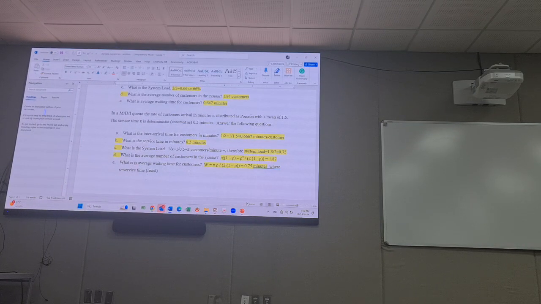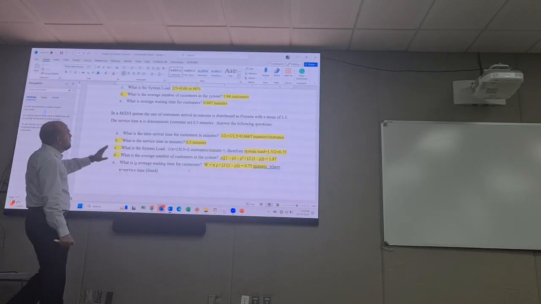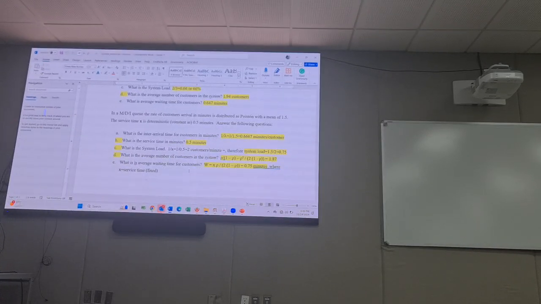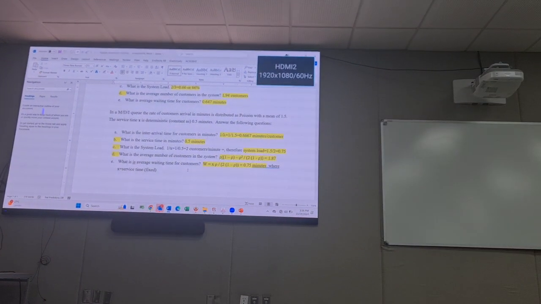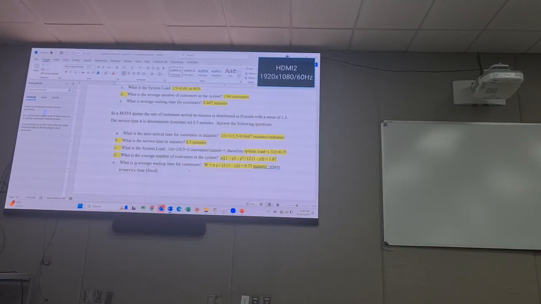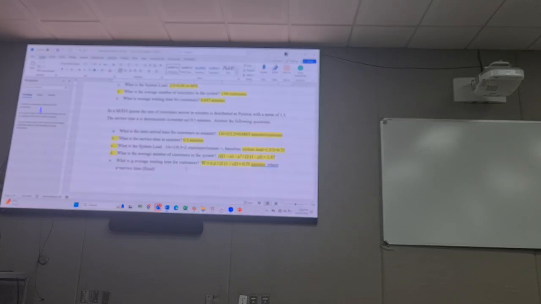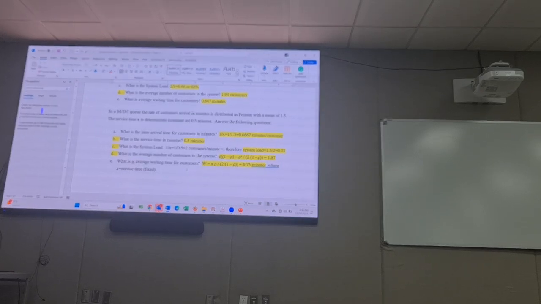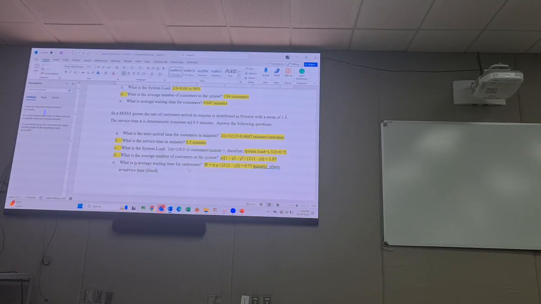Okay. So again, the service time. This time, what do you see? Service time is given to you in minutes, not the rate. So 1 over D is given, not D. You understand that? 1 over D is given to you, not D. So to find D, you actually have to do the inverse.